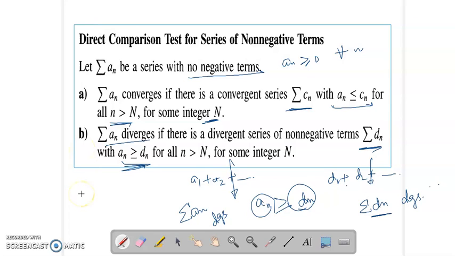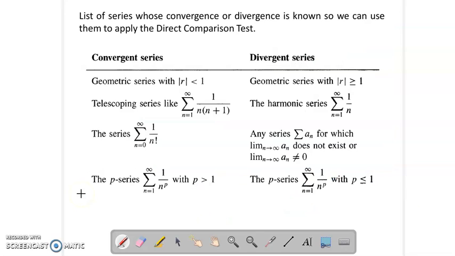So we'll see how to use this direct comparison test. So let's see with an example. Now first we see the list of series whose convergence or divergence is known to us so that we can apply them in the direct comparison test, because when you want to compare the terms of one series with the terms of the other series, the behavior of that other series should be known to you, right?